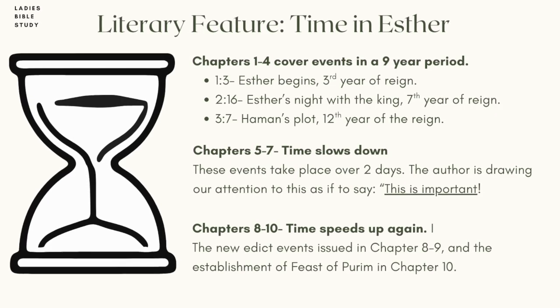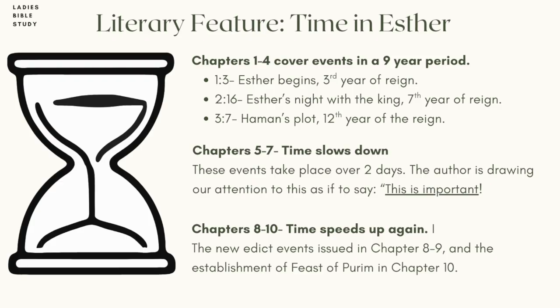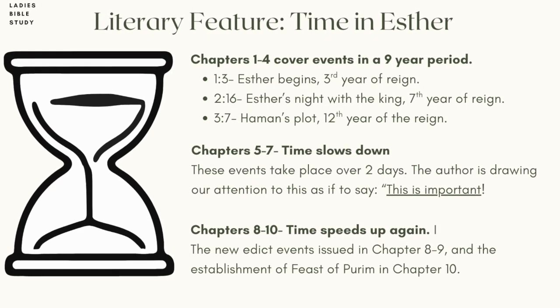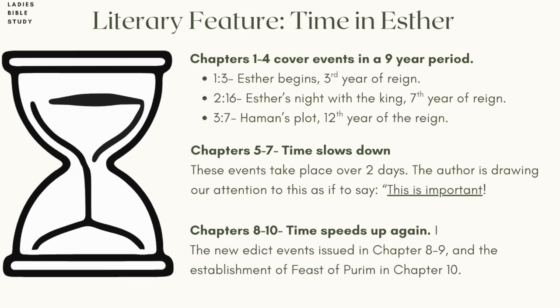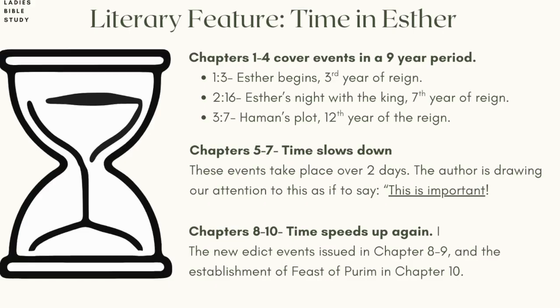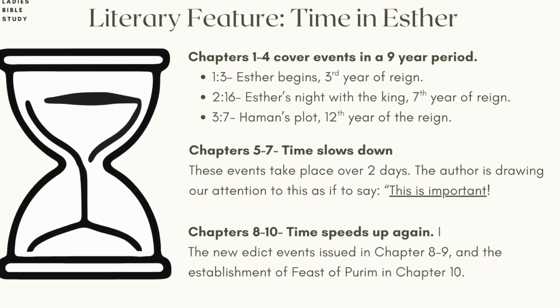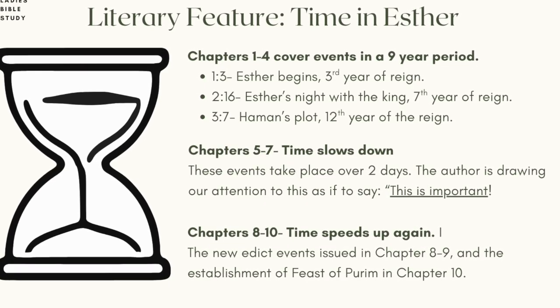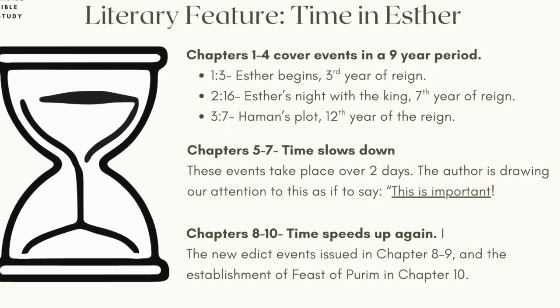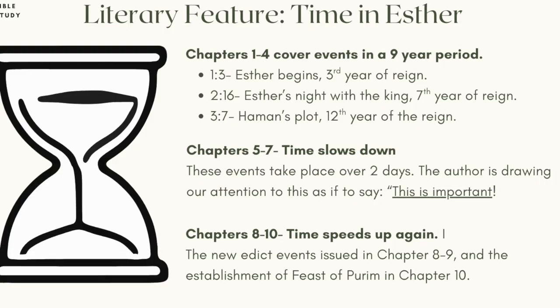So we have this really fast-moving set of events at first, and then all of a sudden, it's like someone hits the brake. It's like an hourglass, right? It kind of narrows in on this one time. And chapters 5 through 7 slow down and cover only 2 days. Now, to be sure, this is a literary device that is telling us this is important.